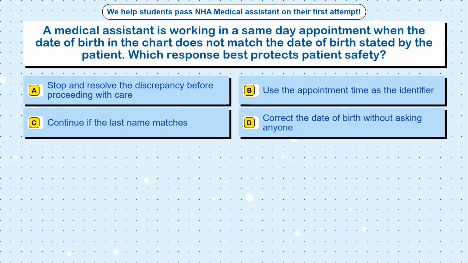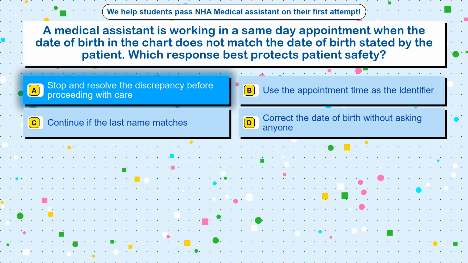Question 85. A medical assistant is working in a same-day appointment when the date of birth in the chart does not match the date of birth stated by the patient. Which response best protects patient safety? Option A. Stop and resolve the discrepancy before proceeding with care. Option B. Use the appointment time as the identifier. Option C. Continue if the last name matches. Option D. Correct the date of birth without asking anyone.